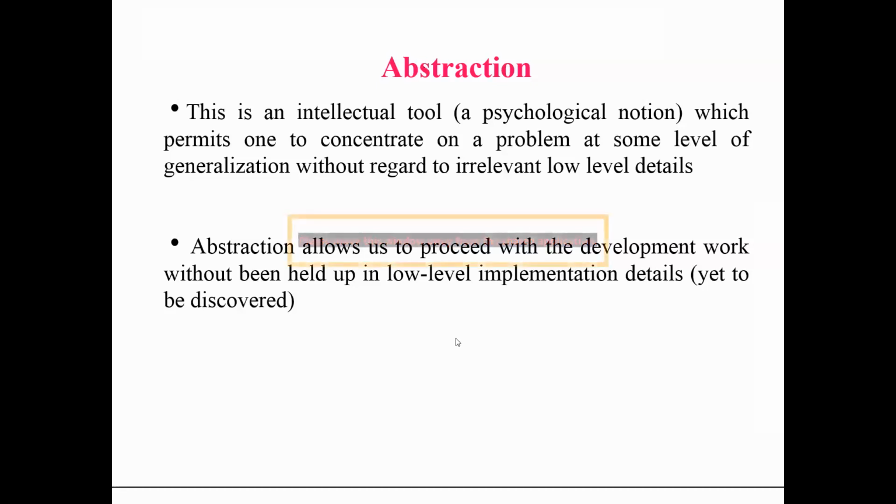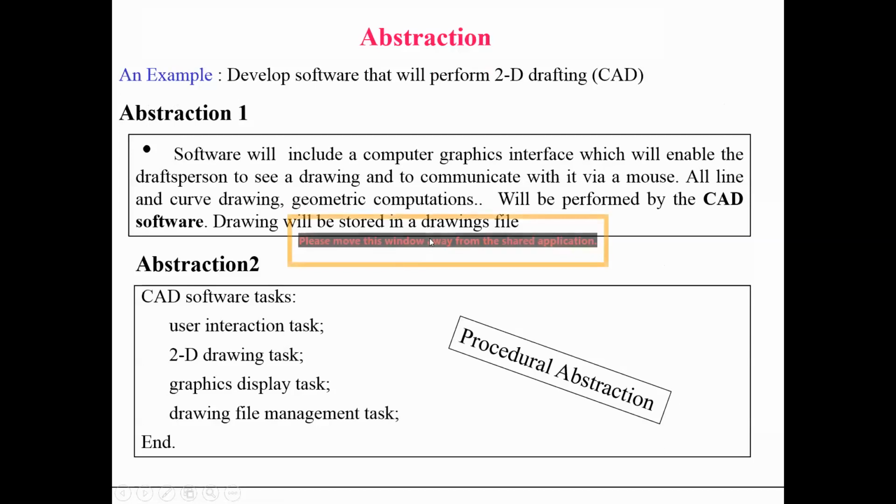Okay, the next term, here you can see the abstraction. There are two abstractions. Develop software that will perform 2D drafting, that is called CAD. Abstraction 1, abstraction 2. In abstraction 1, software will include a computer graphic interface which will enable, like, you can read this, okay, abstraction.